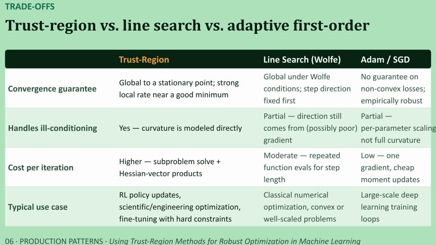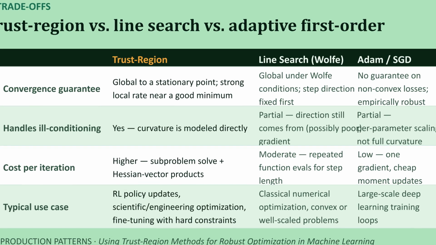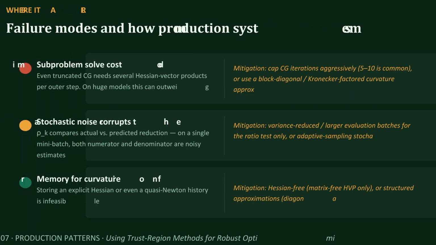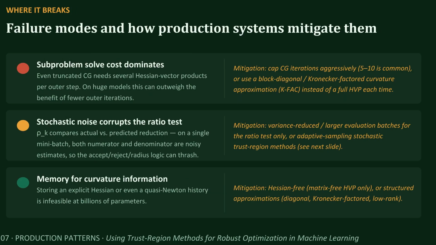The real trade-off is cost. Solving the trust region subproblem, even approximately, costs several Hessian vector products per outer iteration, versus a single cheap gradient for SGD or Adam. That's exactly why trust region methods dominate where iteration count matters more than iteration cost: reinforcement learning policy updates, scientific computing, constrained fine-tuning, while adaptive first-order methods dominate large batch deep learning training, where cheap iterations at massive scale win out. That cost trade-off has real failure modes in production, so let's name them directly.